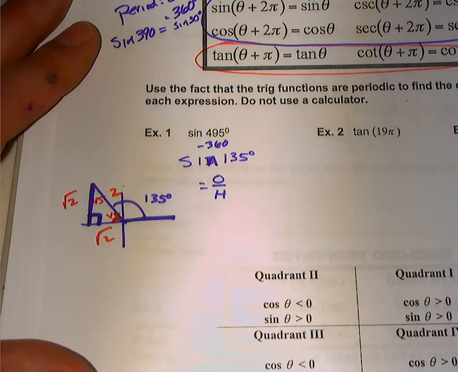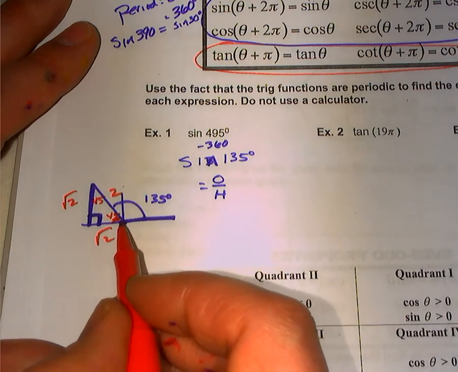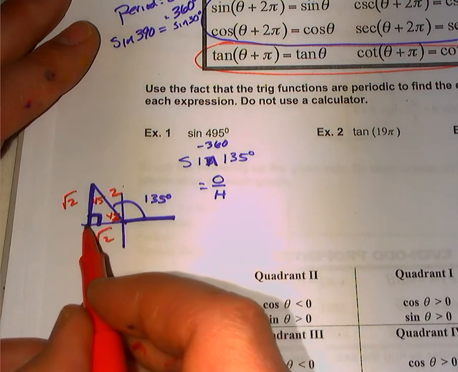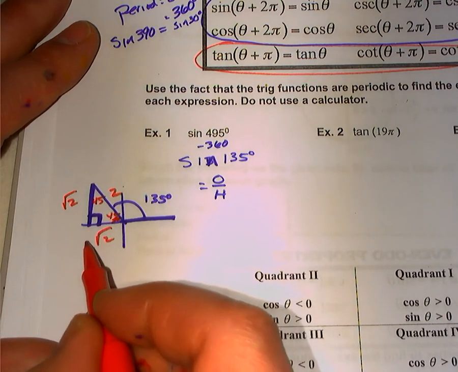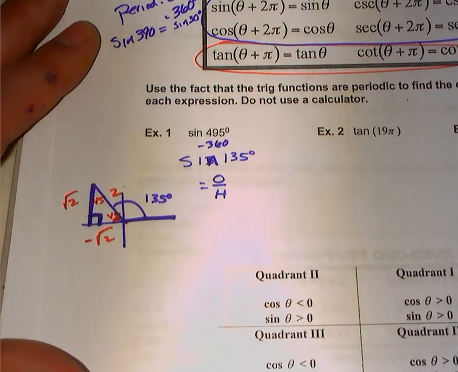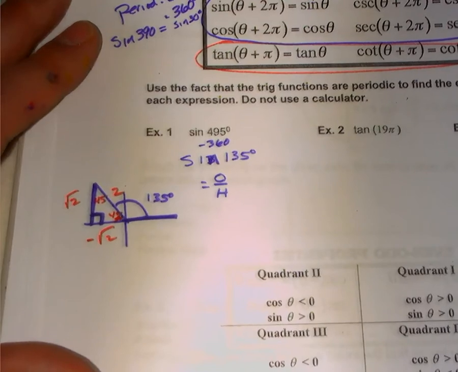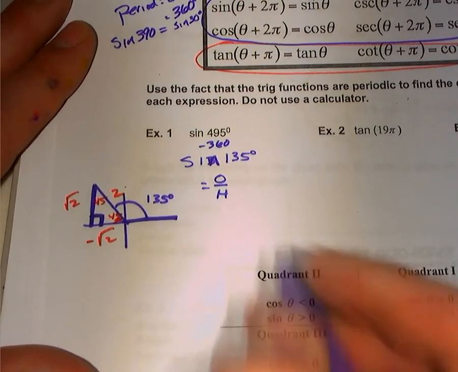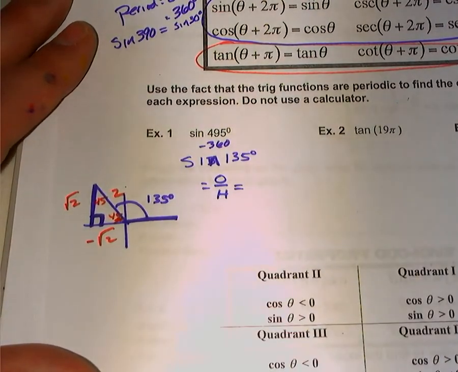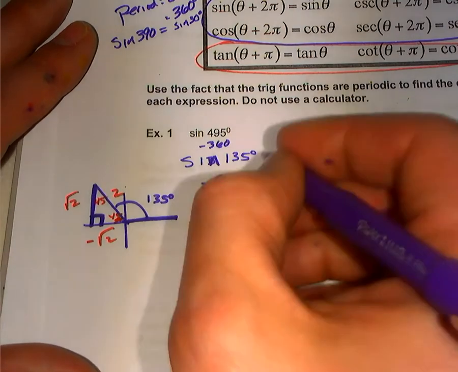The bottom or the adjacent should be negative. Yeah, so when I go left and up, when I go left, that is a negative thing, right? So that's a negative root 2. Okay. Now, if you forgot that on this question, it doesn't really affect you because we want opposite over hypotenuse. Which one's opposite? The root 2 positive.